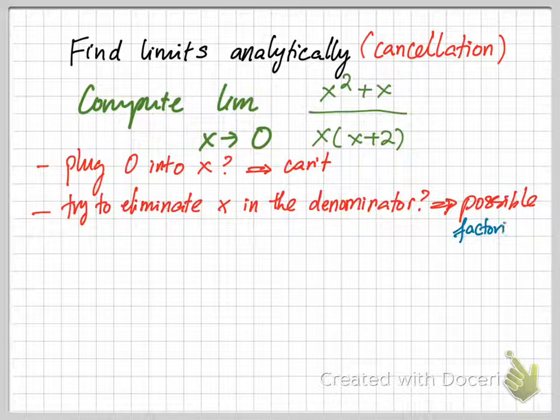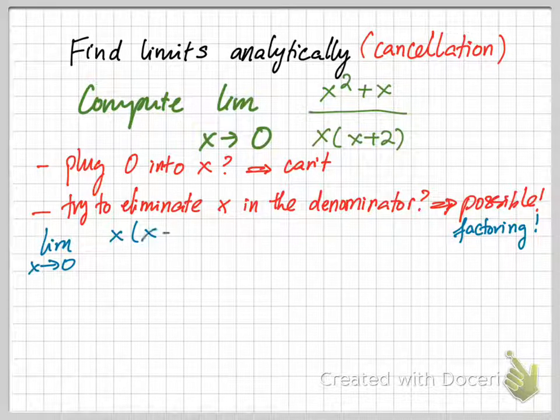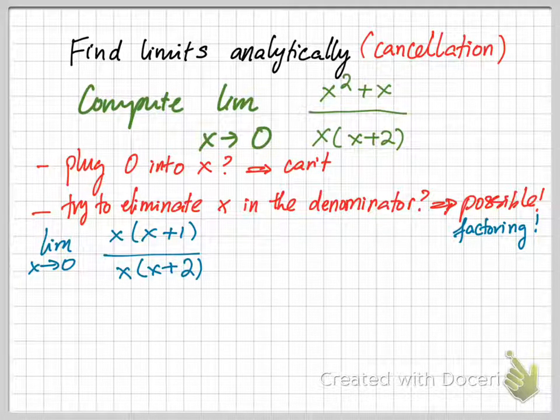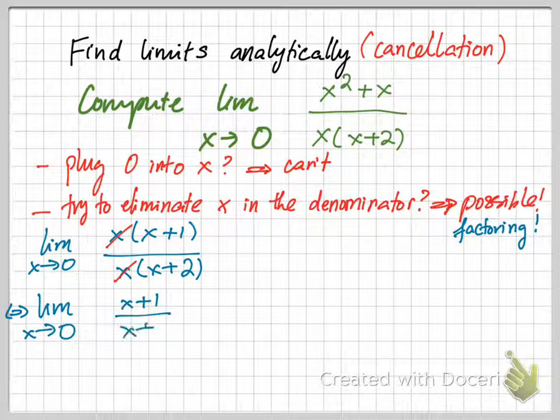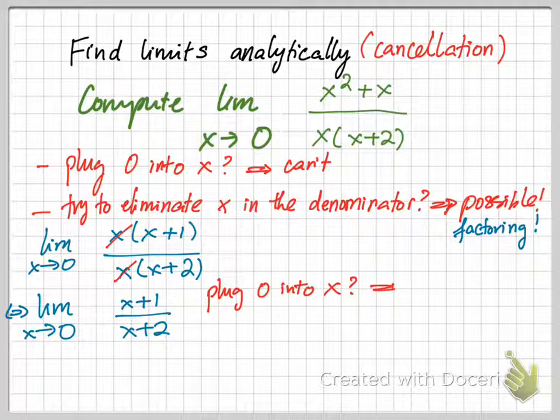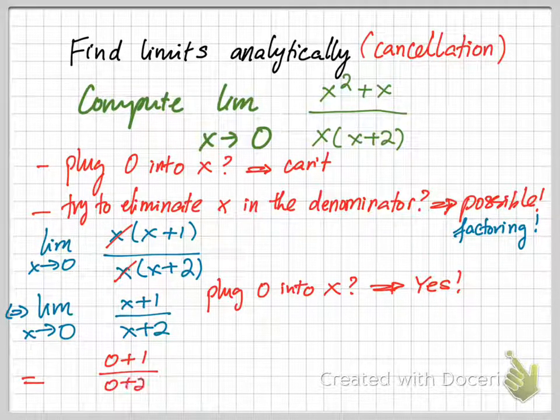The answer is possible. In fact, you can use factoring. In this particular problem, you look at the numerator, and you can factor it into x and x plus 1. Now you have x and x sharing the same term, so you can cancel them out. The leftover is x plus 1 over x plus 2. Then you can ask again, can you plug 0 into x to find the limit? The answer is yes, because if you plug 0 into x, you get 1/2, which is the limit of this function when x goes to 0.